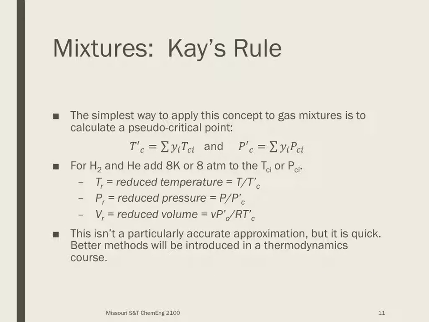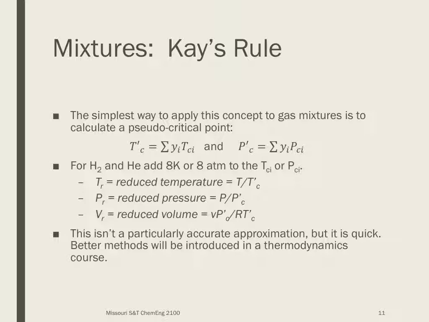Now sometimes we need to work with mixtures of gases, and we've talked about an ideal gas mixture, which is where all the gases follow the ideal gas law and they behave ideally with each other. We want to be able to talk about gases that are not ideal. So one of the easiest ways to approximate models for gas mixtures is to use what's called a pseudo-critical point. Now this is not something that you will ever be able to measure.